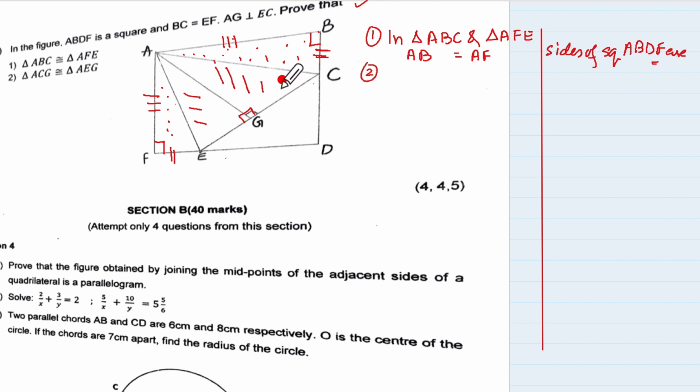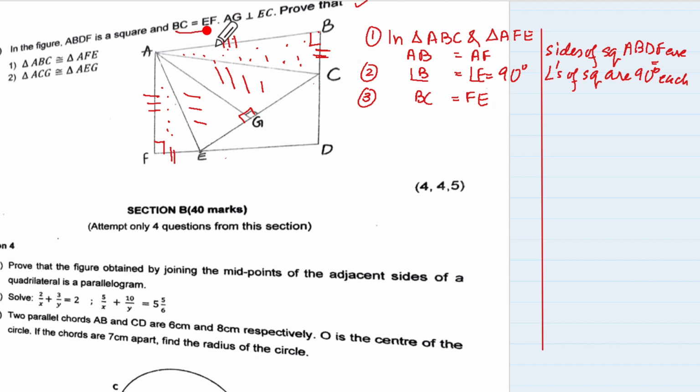Statement number 2. After this side, we have to come to this angle. So angle B is equal to angle F equal to 90 degrees. Why? Because angles of square are 90 degrees each. Correct? Third statement, we'll talk about this BC. What is it equal to? This FE. And who told us that? Here. Can you see? That was given.